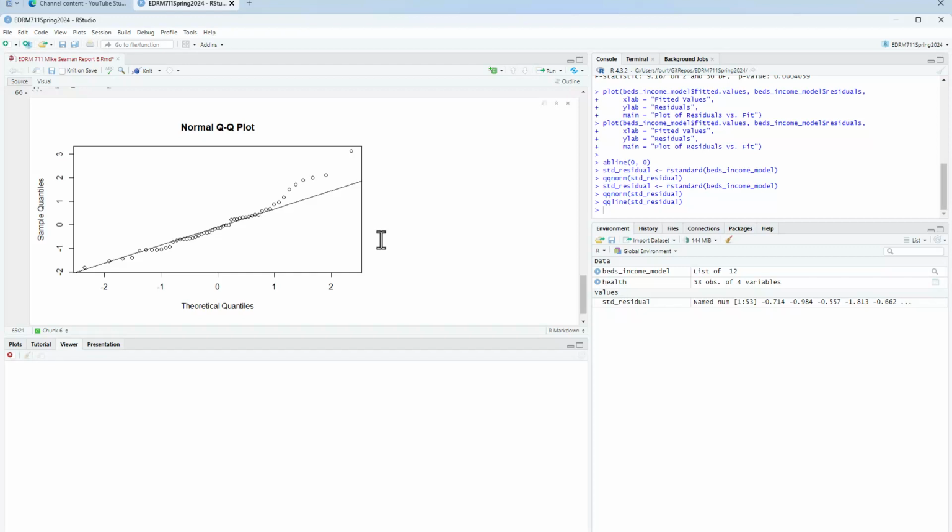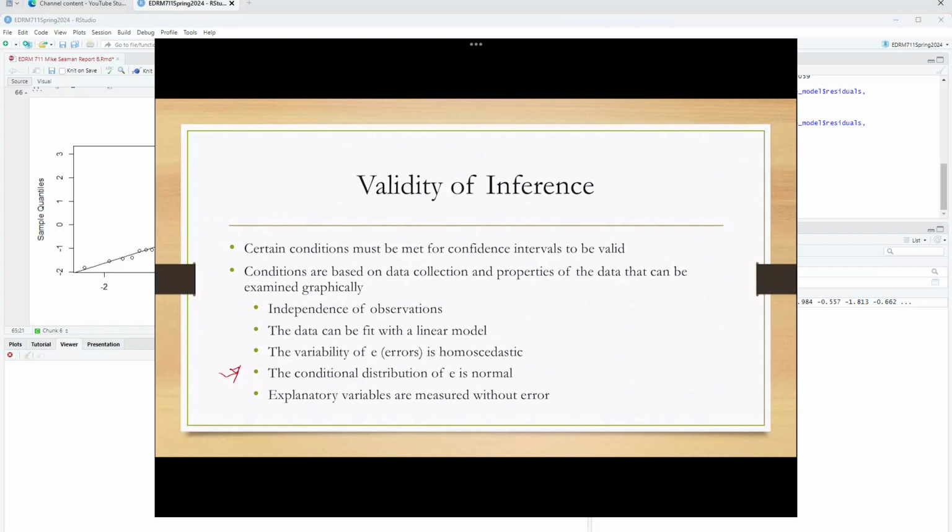Again, I wish that I could tell you that this was all clean and neat, but it's not. And doing statistics in the real world is not always clean and neat. All right, so let's look back at our conditions for valid inference again. What do we have here? The last one: the explanatory variables are measured without error. What, you ask? A variable that's measured without error? Isn't every variable measured with some degree of error? Yeah, with quantitative data especially, you're going to expect some error.